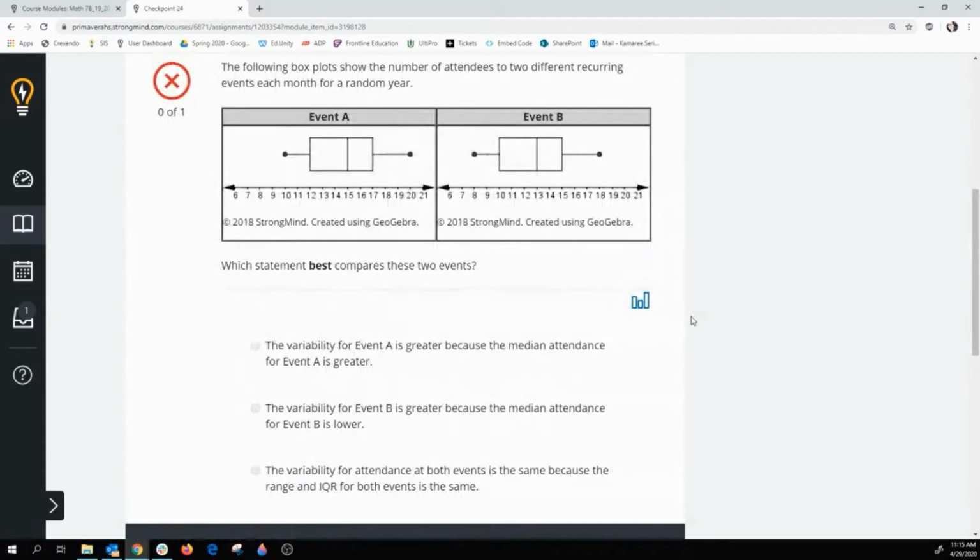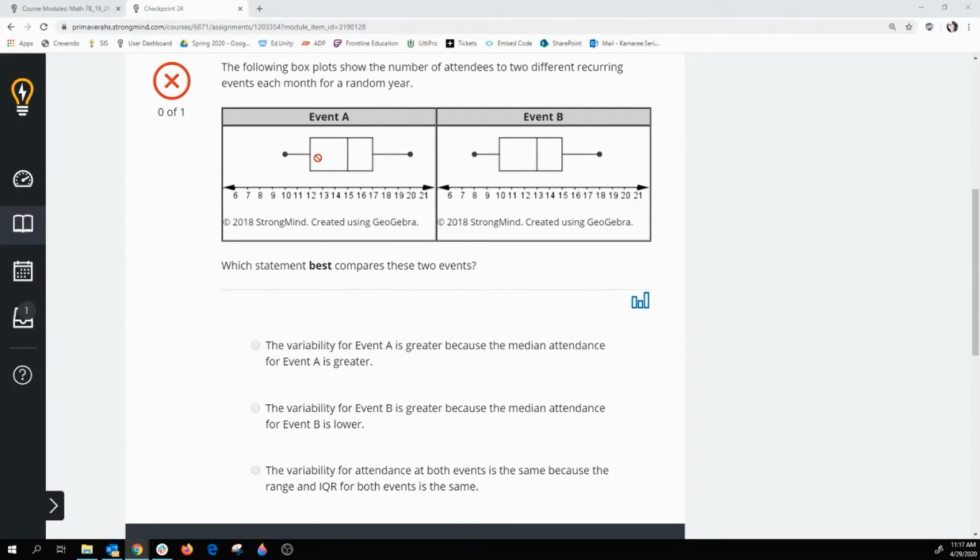Okay. Next question is box plots with event A and event B. So let me know when you guys are ready. Okay. So we have these two box plots, and they show the number of attendees in two different recurring events for each month for a random year. We want to know which statement best compares these two events. So we're again asking about variability. So let's check the ranges.